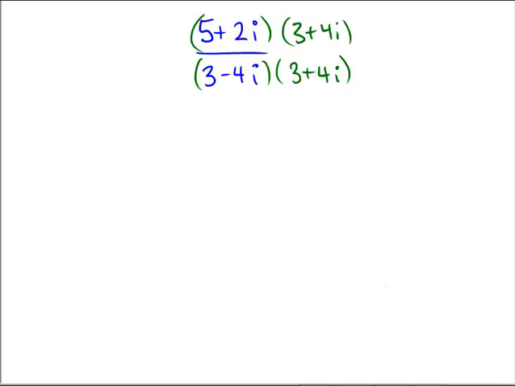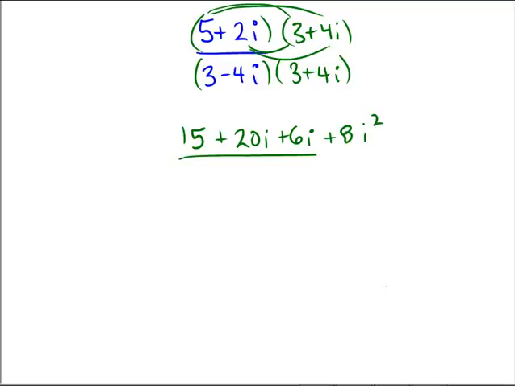Okay, in the numerator, 5 times 3, 15. 5 times 4i is 20i. 2 times 3 is 6i. And in the last place we have plus 8i squared. In our denominator, we're multiplying conjugates, so we're just going to have 3 squared, which is the 9, minus 4i times 4i, which would be negative 16. The i squared gives us that negative value even when we square it. So we do still have another i squared here, so that's going to become a negative 1.